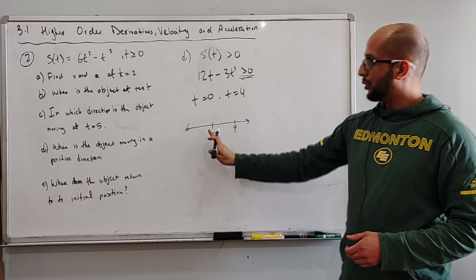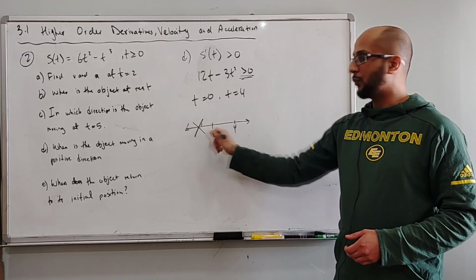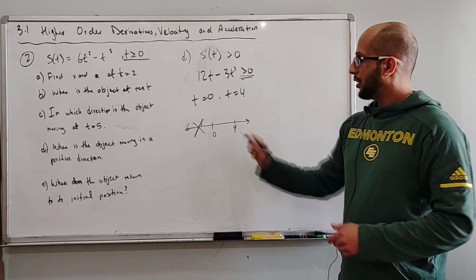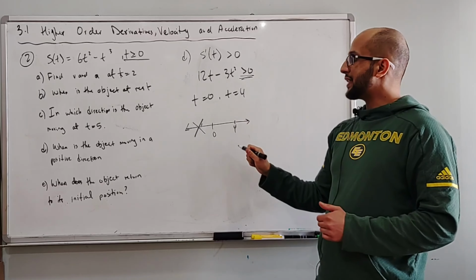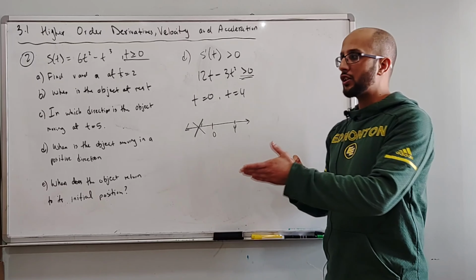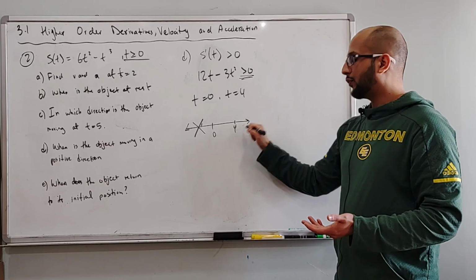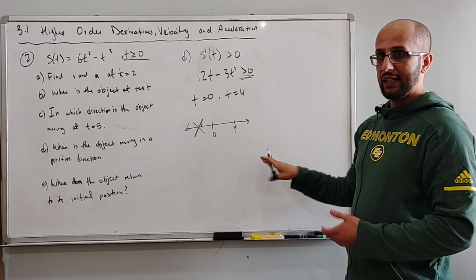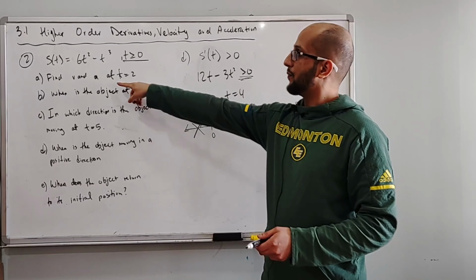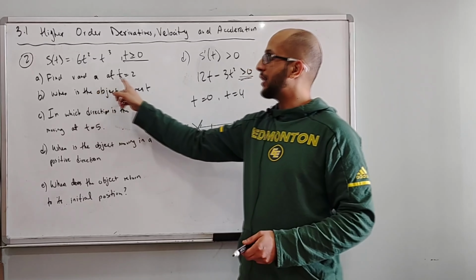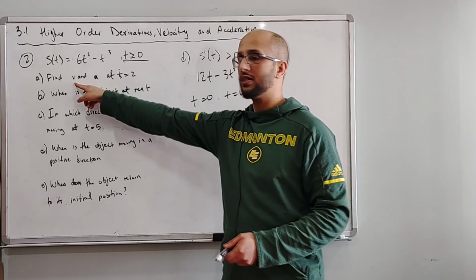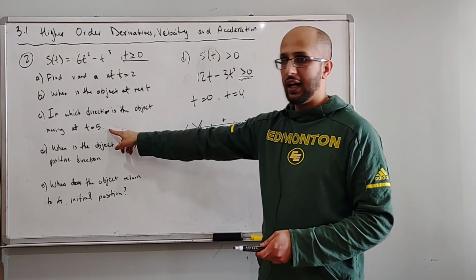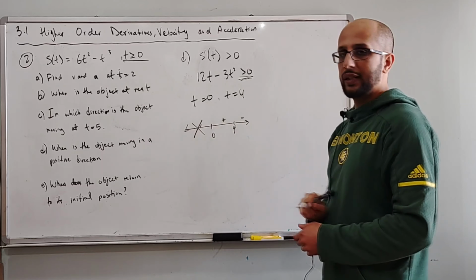Before 0 is something that we don't even consider. For between 0 and 4 seconds, is it going in a positive direction or negative direction? And then from 4 onwards, is it going positive or negative? We already have the answer because we did this: find the velocity and the acceleration at time equals 2. At 2 seconds, the velocity was positive. And at 5, it was negative.